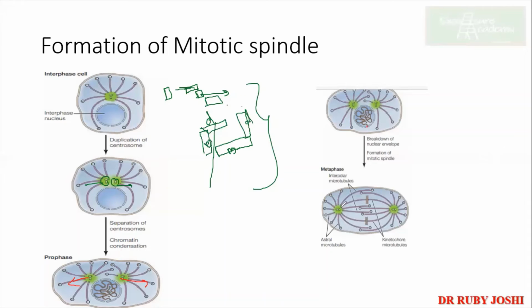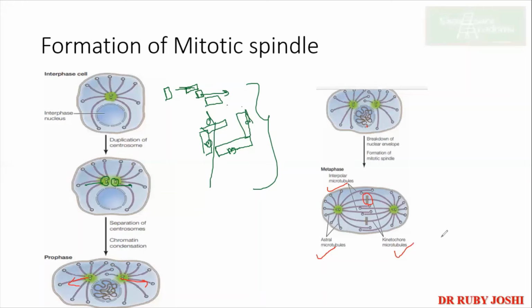And all these chromosomes will be aligned in the metaphase and the kinetochore. Kinetochore mitotic spindle will go and bind to the chromosomes. Okay, so we have got the three types of microtubules: interpolar microtubules, aster microtubules, and kinetochore microtubules. We'll come to that, like what is the function.